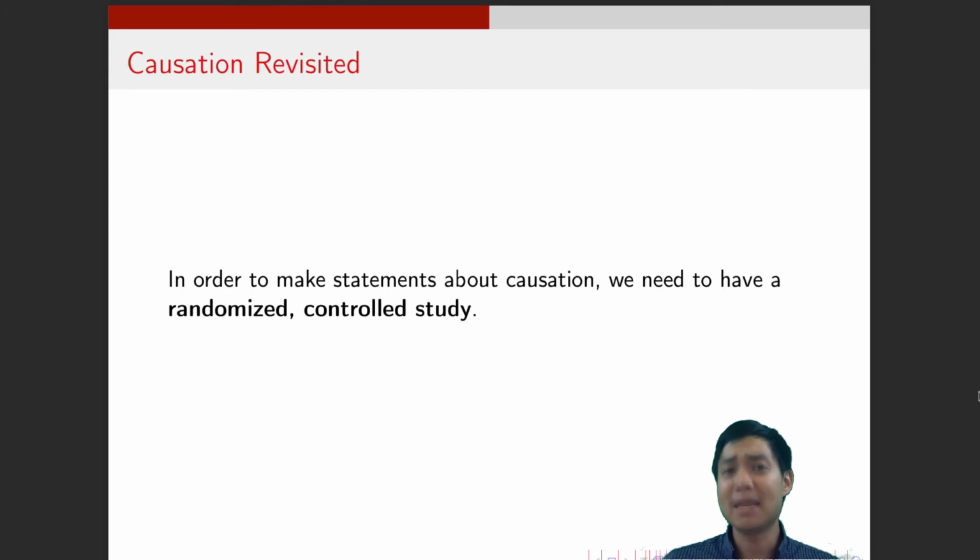Right? So in order to make statements about causation, we need to have a randomized controlled study. We have to have this experiment in order to make statements about causation. If you get further along and get into more advanced methods in statistics, there's something called causal inference, where they try to make causal statements from observational studies, but that's far along the line, and it requires taking into account a lot of factors. But for now, just think about it as experiments. You can make causal statements, whereas with observational studies, you can talk about correlations, you could talk about associations, but you cannot make causal statements.